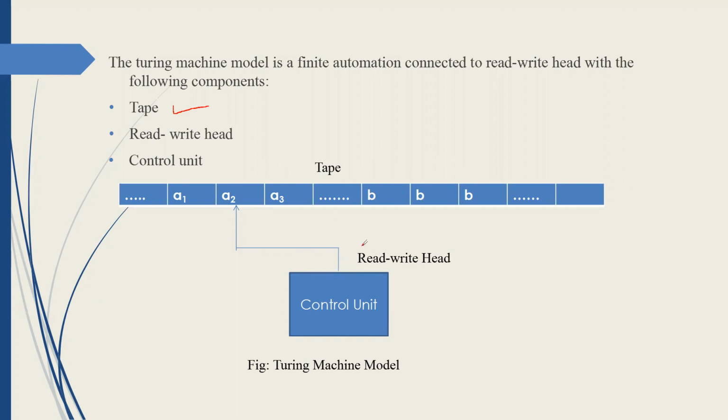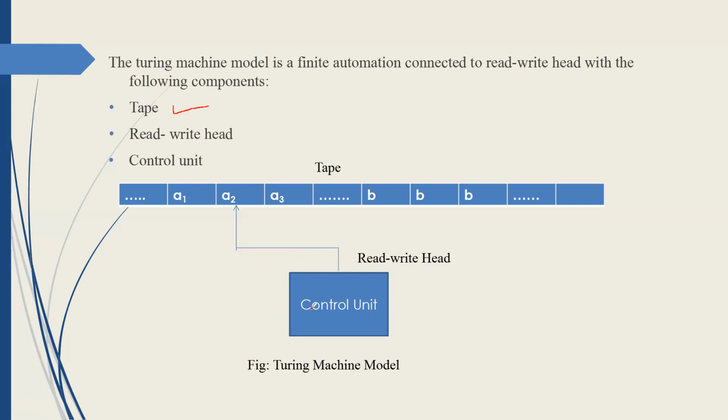The different moves performed by the Turing machine depend on the current scanned input symbol and the current state. The control unit always consults the action table, that is the transition table, and based on that it performs the task. The read-write head can move either to the left or to the right. Movement can be in both directions, from left to right and right to left.